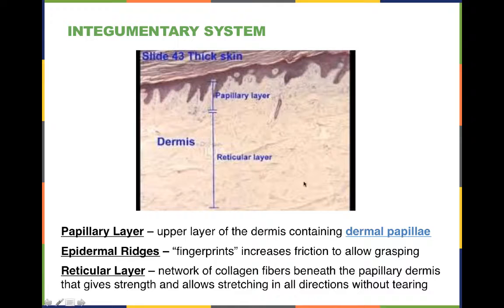The reticular layer is underneath the papillary layer, and it's a network of collagen fibers that gives strength, and these collagen fibers are in all directions, so it allows stretching in all directions without tearing.